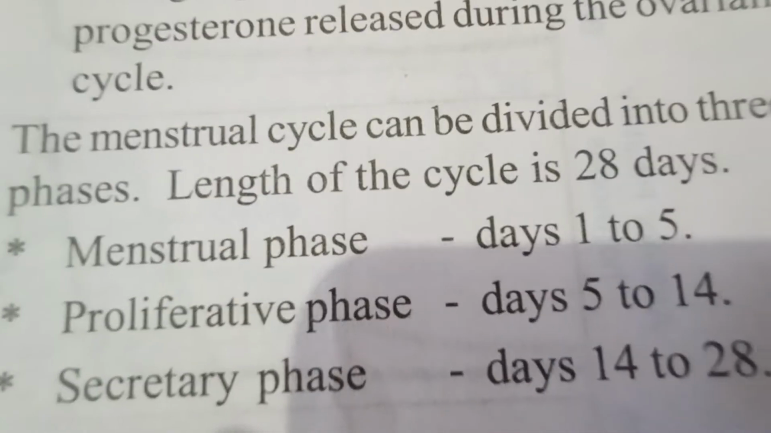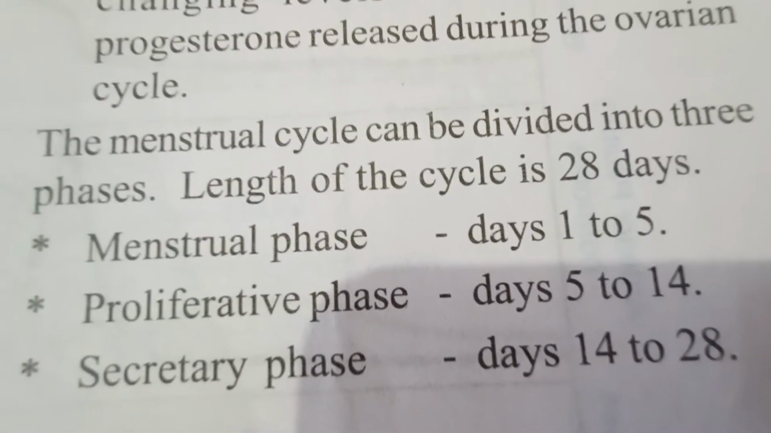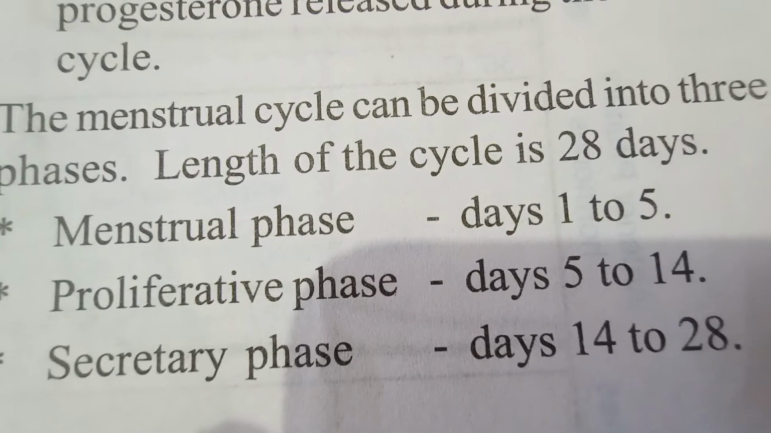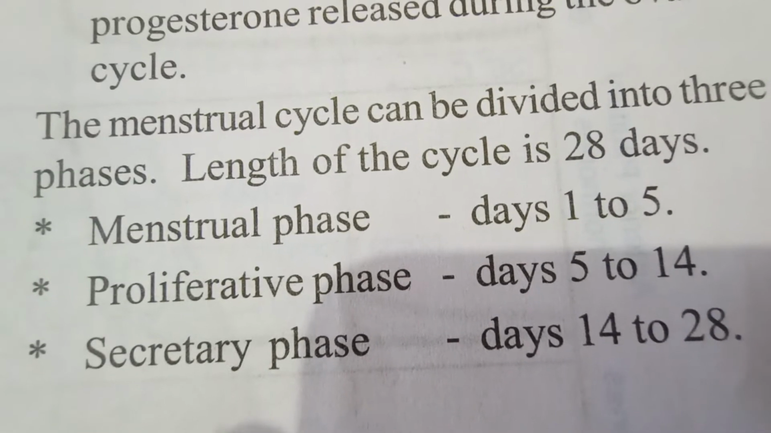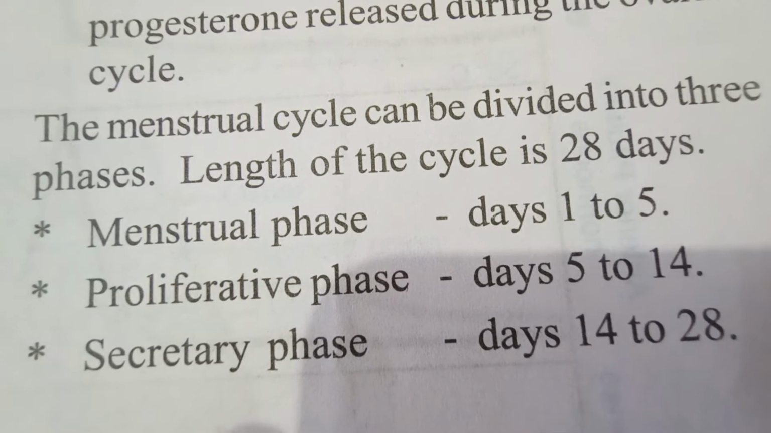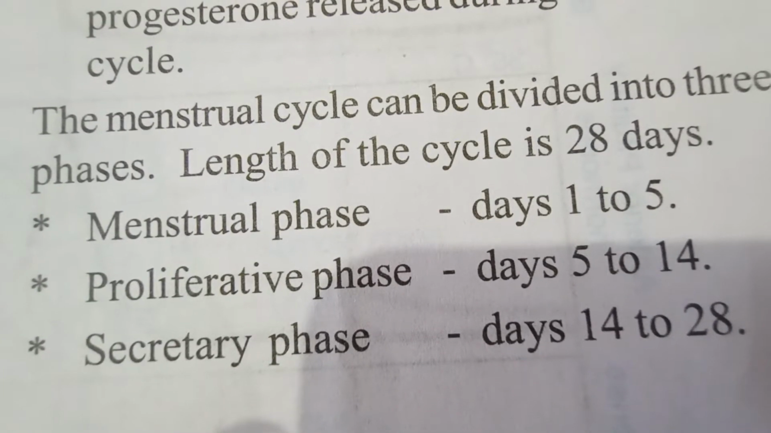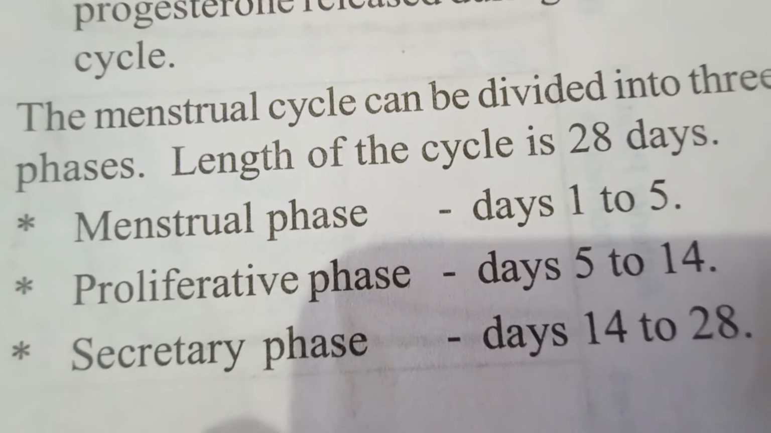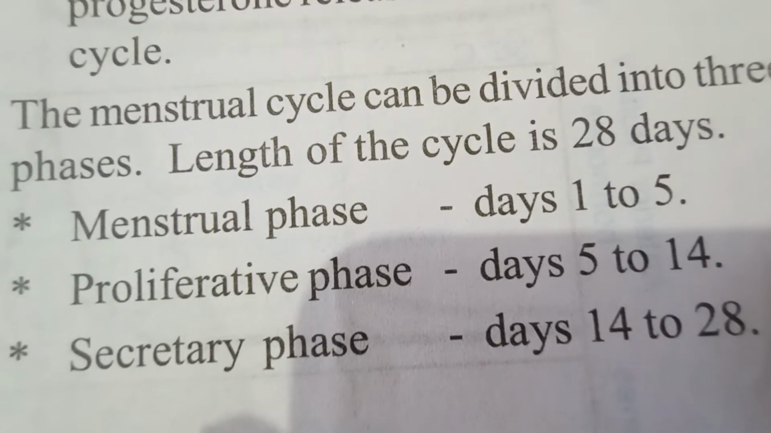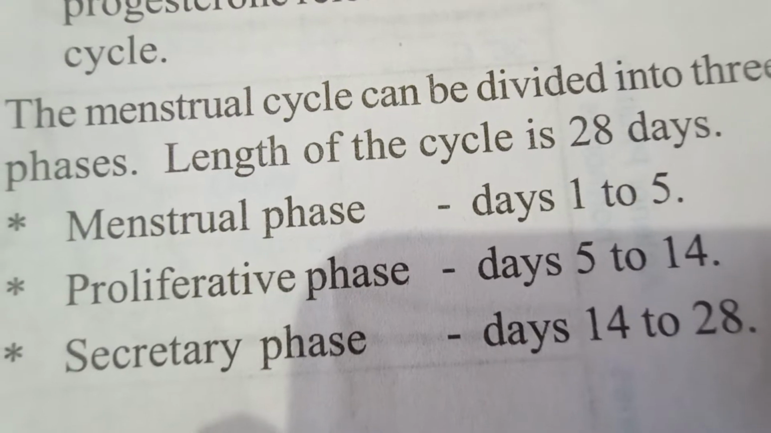The menstrual cycle can be divided into 3 phases, and the length of the cycle is 28 days. The first phase is the menstrual phase, which lasts from the first day to 5 days. The proliferative phase is from the 5th day of menstruation to 14 days. The secretory phase is from 14 to 28 days.